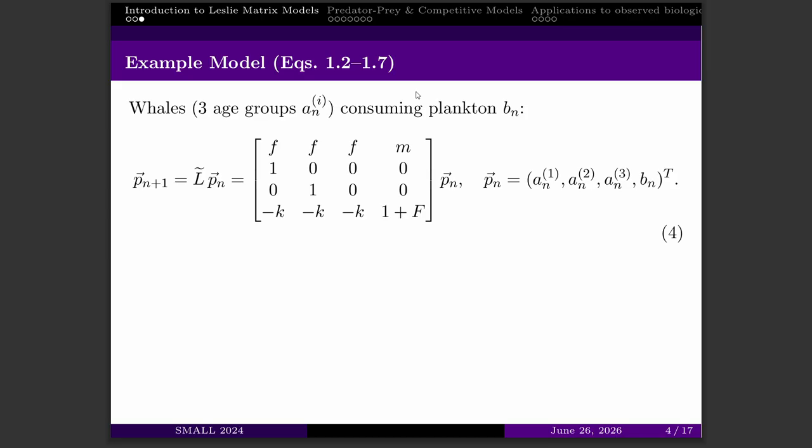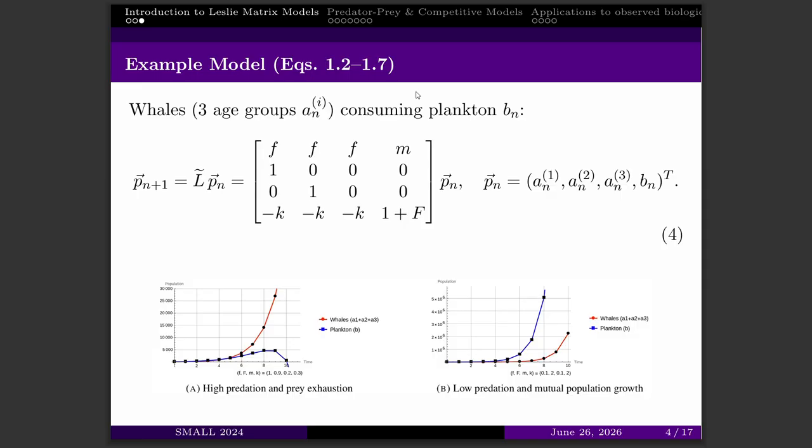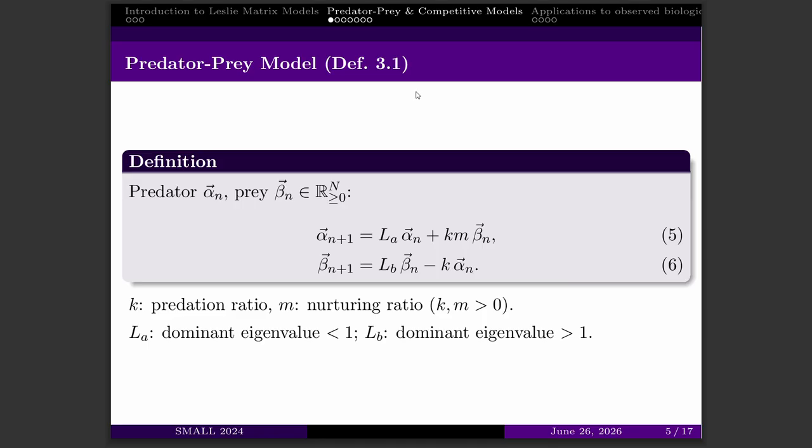Here, small f is the fertility rate of the whales, large F the fertility rate of plankton, M the growth boost that comes from predation, and K the predation rate. Now we notice that if the predation is high, the prey are completely exhausted, and if the prey are exhausted, the predators will also be left to decay to zero. However, if the predation rate is small enough, it is possible to attain mutual population growth.